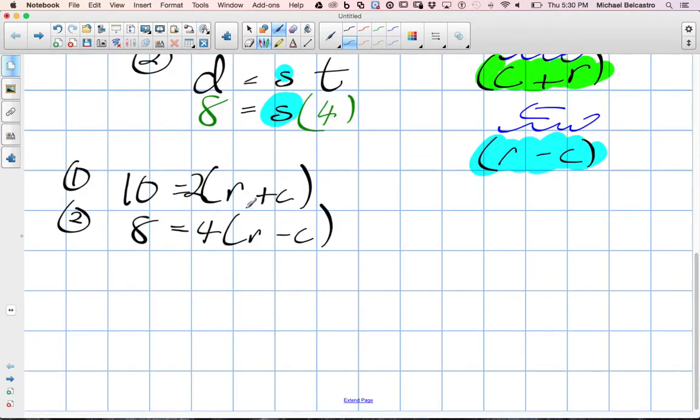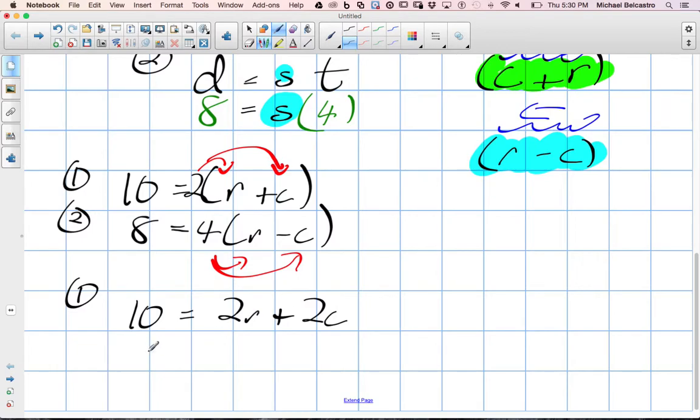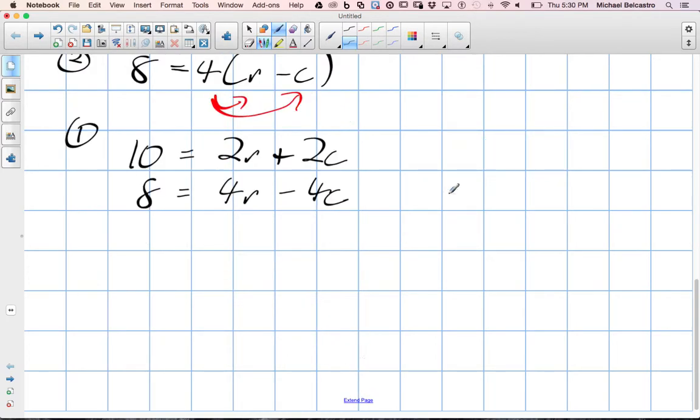Now we have two equations, and technically we should be using the distributive property to help us out here. So equation 1 now becomes 10 equals 2R plus 2C. C is current, R is rowing speed. And 8 equals 4r minus 4c. From here you would choose to either use elimination or substitution. I would suggest that we probably use elimination, because we can change our coefficients pretty easily.